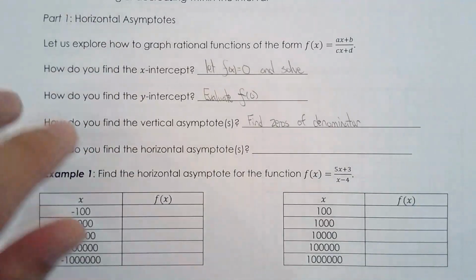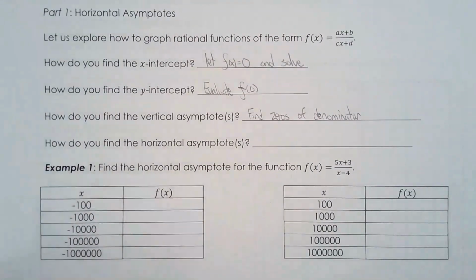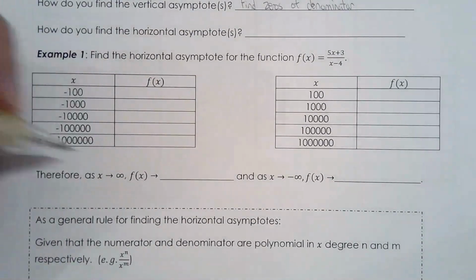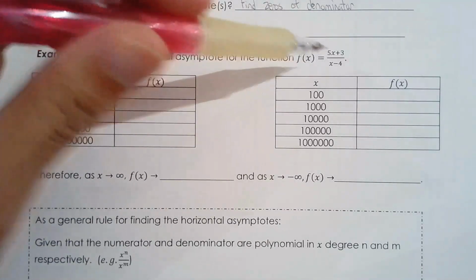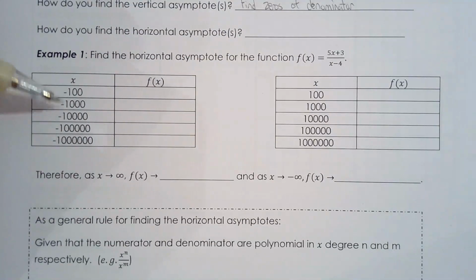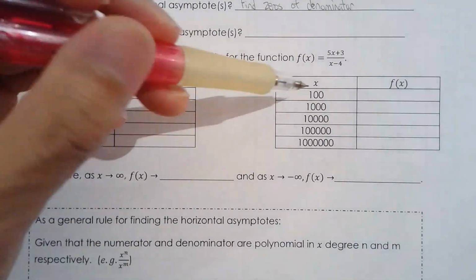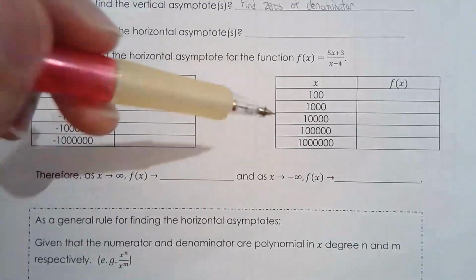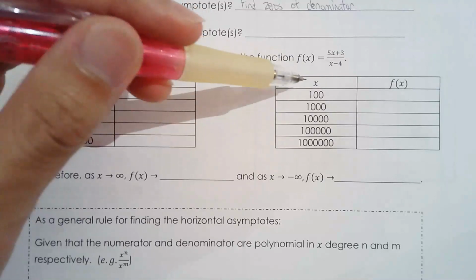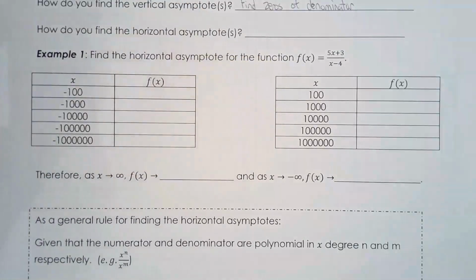One of the strategies to find the equation of the horizontal asymptote is to build a table and solve for it numerically. You have a function f of x, and you let the x values be larger and larger negative values, and that will tell you what happens as x approaches negative infinity. The other table will tell you what happens to f of x as x approaches positive infinity. Let's fill the table. Let me set up f of x equals 5x plus 3 over x minus 4.